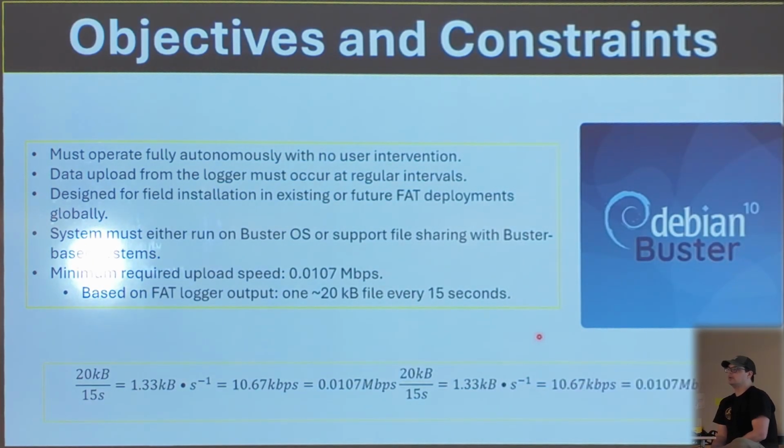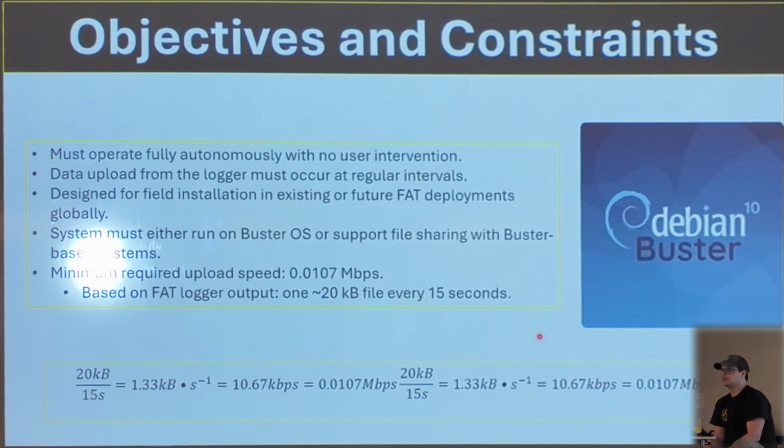For a telemetry system to work, there are a few objectives that have to be met. One, it has to operate fully autonomously, so no user intervention. If something were to go wrong, it needs to be able to fix itself essentially. Also, data uploaded from the logger must occur at regular intervals, as close to real time as possible. This is mostly because you'd be able to see data coming in every minute or every hour, so to speak, and you can see when something actually goes wrong. So if you go a couple hours and you haven't received any data, there might be something wrong with the deployment, and then you can go out there and fix anything that has gone wrong.